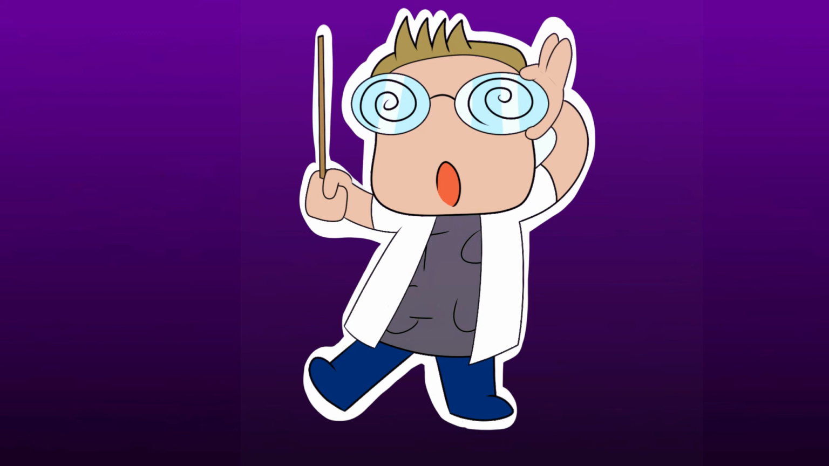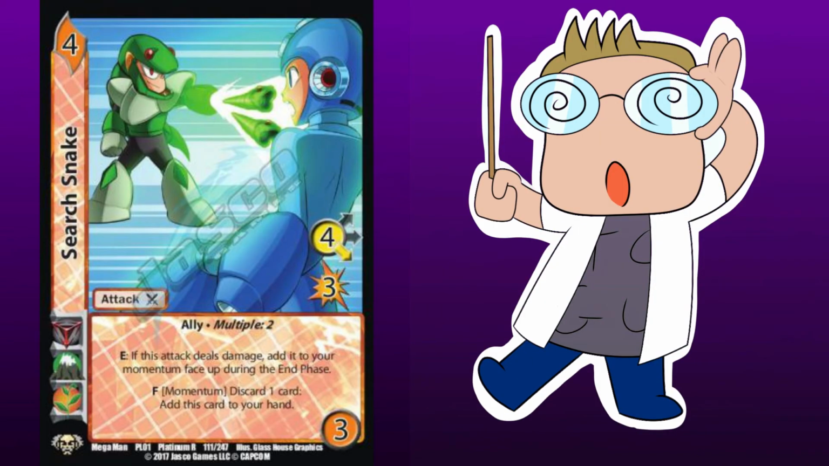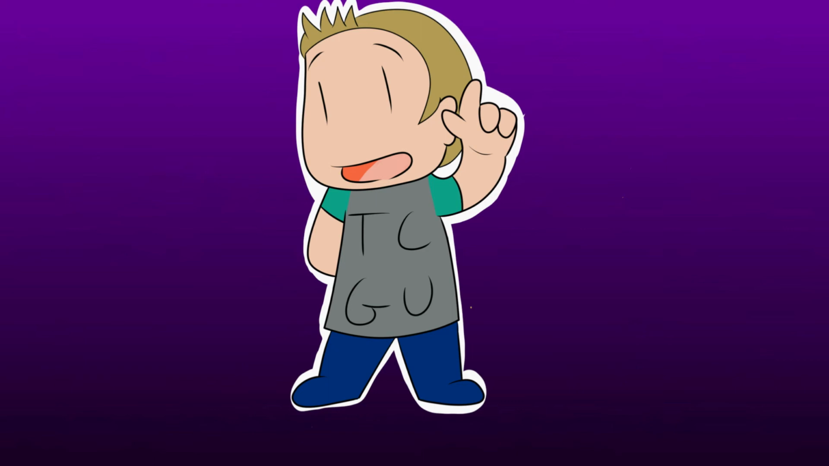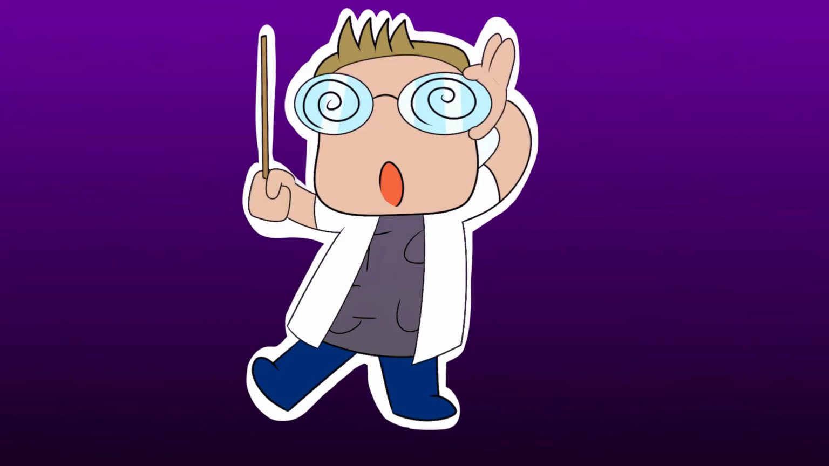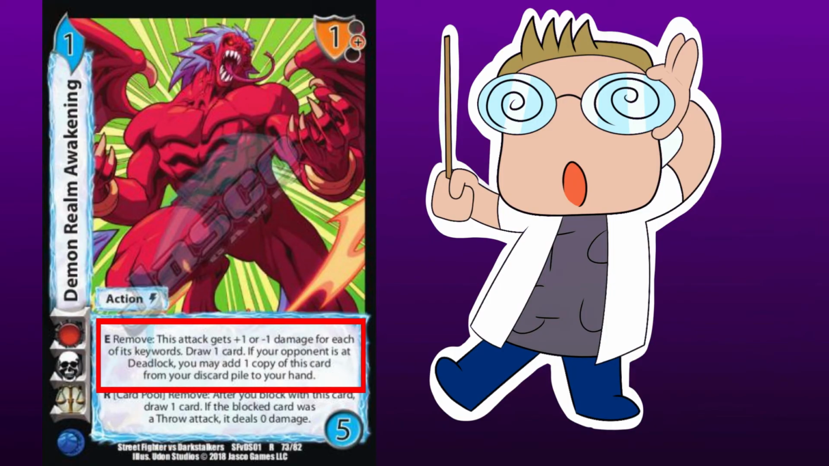Some cards of the game are weird to interact with when it comes to drawing and adding, like Search Snake. It has a form ability on it that says, while it's face up in your momentum, discard 1 card to add it to your hand. So if you negate this ability with Venomous, your opponent could still discard and try to add it again. Or something like Demon Realm Awakening's damage ability can be negated by Venomous, because when at deadlock, it can add. So even if the opponent is not at deadlock, it can still be negated since the ability could add.